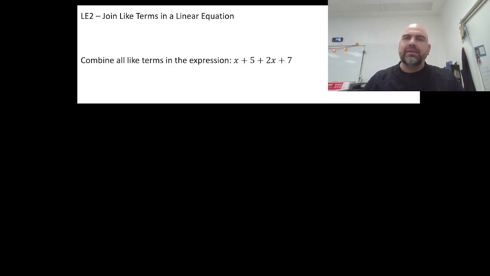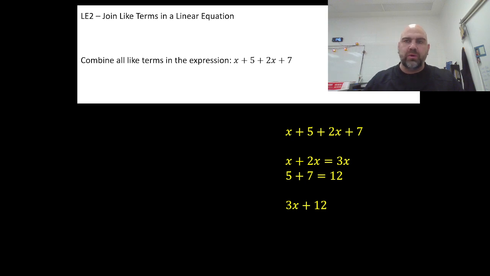Now let's take a look at an algebraic expression and how we would combine like terms here. Let's combine all of our like terms in x plus 5 plus 2x plus 7. We have some x terms, x and 2x. When we combine them together, we get 3x. We have some numbers, or what we call constants, and we can combine them to get 12. So this expression is simplified to 3x plus 12. It's a little bit more simplified because we're combining our like terms together.